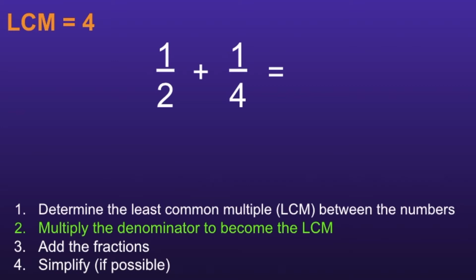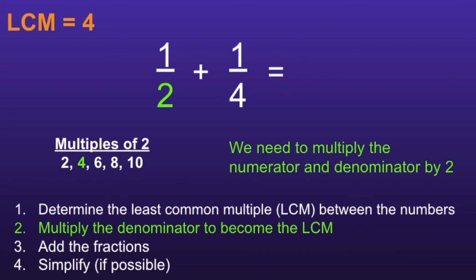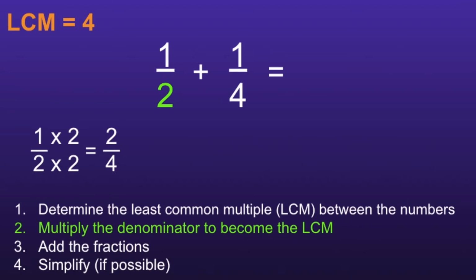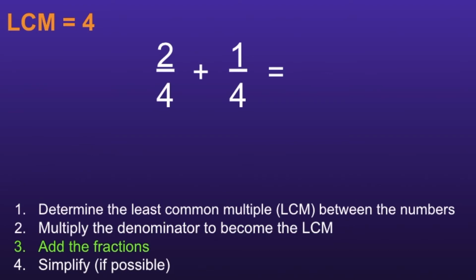If we look at the problem, we can see that the second fraction, 1/4, already has a denominator of 4, which is the LCM, so we don't have to change that fraction. But the first fraction has a denominator of 2, so we will have to change that to an equivalent fraction with a denominator of 4. If we pull up the multiples, we can see that 4 was the second multiple of 2. This lets us know that we will have to multiply the numerator and denominator by 2. When we do this, we are left with the fraction 2/4. And since 1/2 is equal to 2/4, we can change that original fraction 1/2 into 2/4.